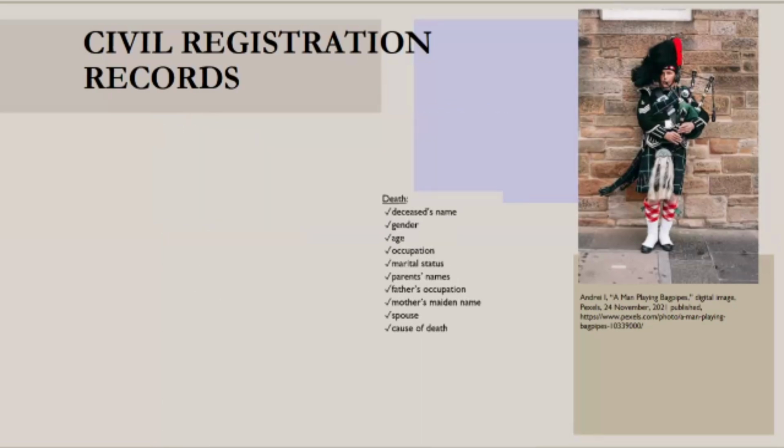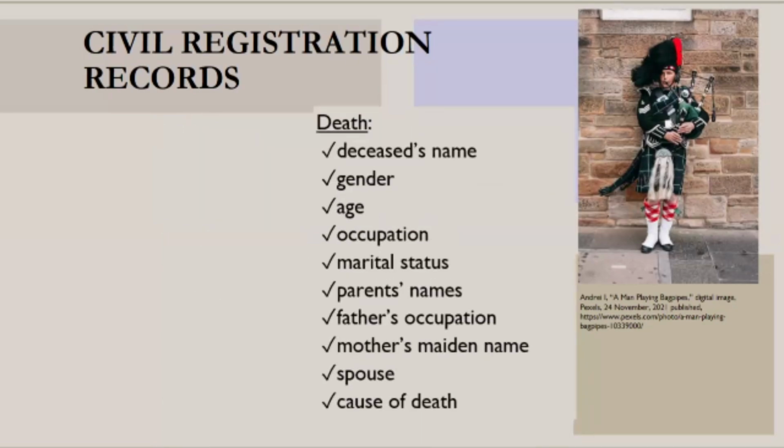And then finally, for death records, you get the deceased's name, their gender, their age, their occupation, their marital status: single, widowed, married. If they were married, they'd also list the spouse's name. And it didn't matter if they were 15 or 115, they would also list the parents' names and what his father's occupation was, the mother's maiden name, and the cause of death. So you do get a lot of information in the civil registration records.